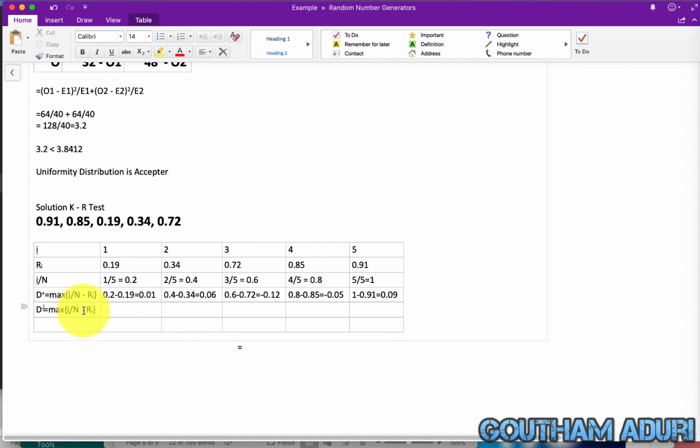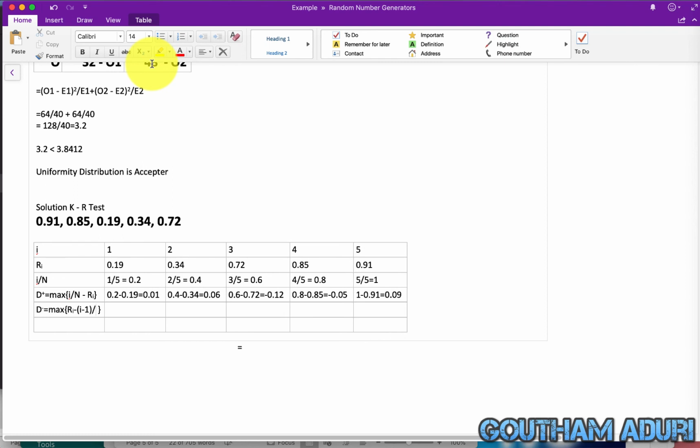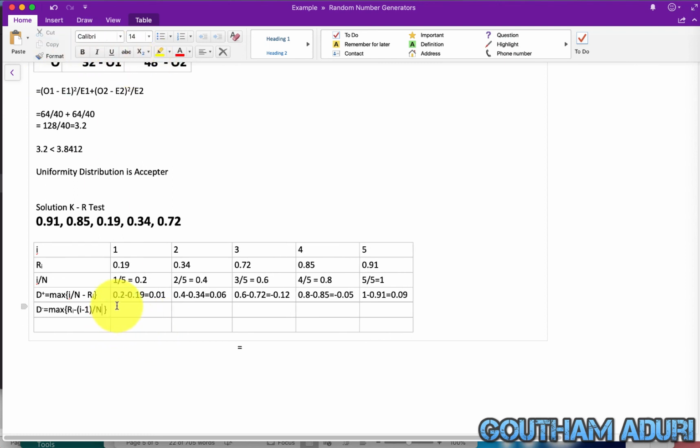So it's Ri minus i minus 1 divided by n. This is the formula to calculate it. So Ri is 0.19 minus i minus 1 by n. For i equal to 1, i minus 1 is 1 minus 1, that's 0, so it will be 0. Next, Ri minus i minus 1 by n: i minus 1 becomes 2 minus 1, so 1 divided by 5, that's 0.2, and 0.34 minus 0.2.